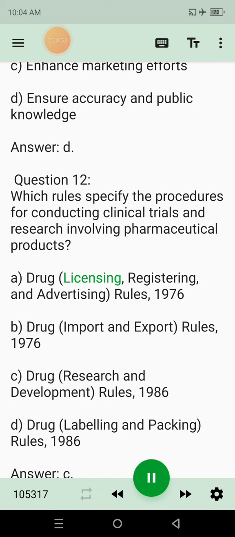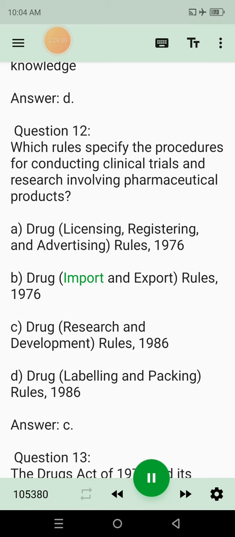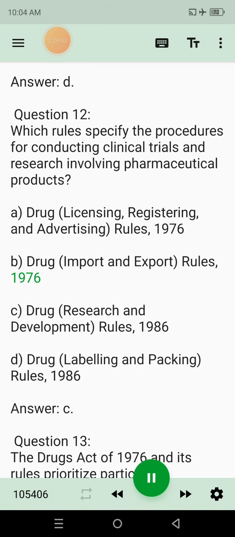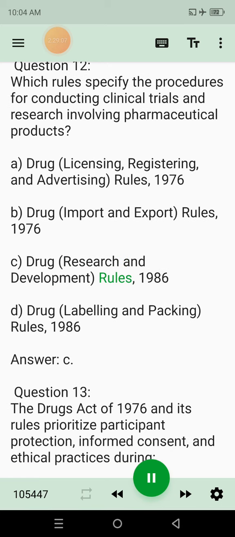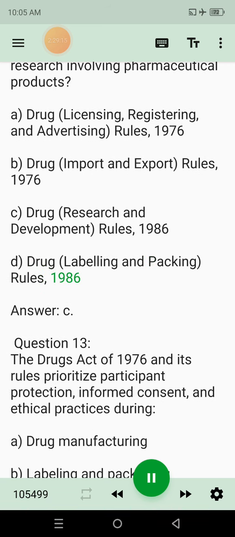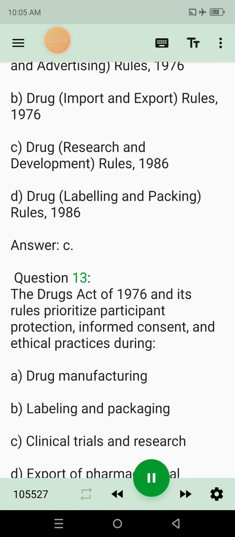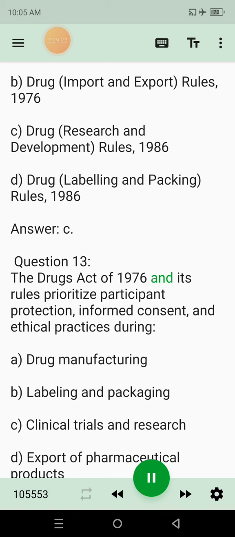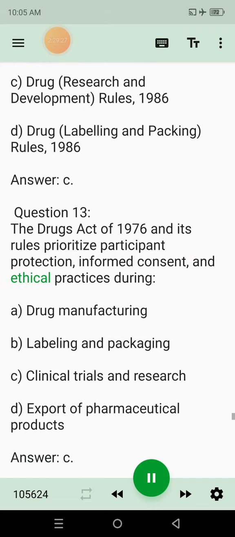Question 12. Which rules specify the procedures for conducting clinical trials and research involving pharmaceutical products? A. Drug Licensing, Registering, and Advertising Rules, 1976. B. Drug Import and Export Rules, 1976. C. Drug Research and Development Rules, 1986. D. Drug Labeling and Packing Rules, 1986. Answer: C.